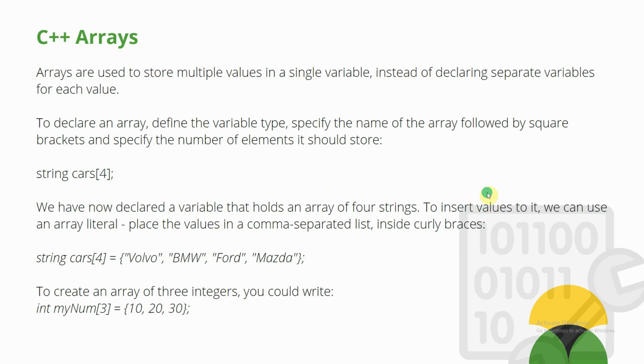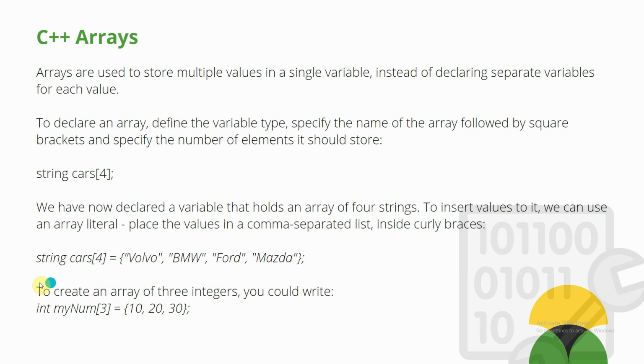So to insert these values, we can use an array literal. It specifies the values in a comma separated list inside the curly braces. So this is the syntax declaration with an example with 4 strings. You can add the text Volvo, BMW, Ford, and Mazda. So these are stored in this array of 4 strings. So you only need one array string declaration for storing this in the code.